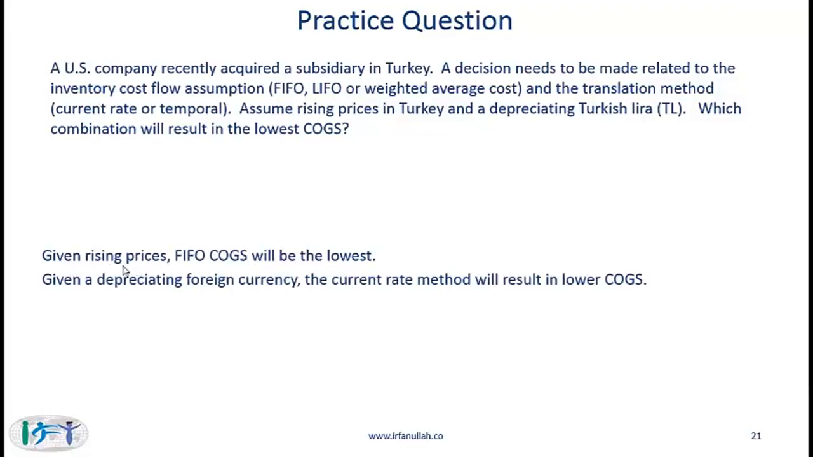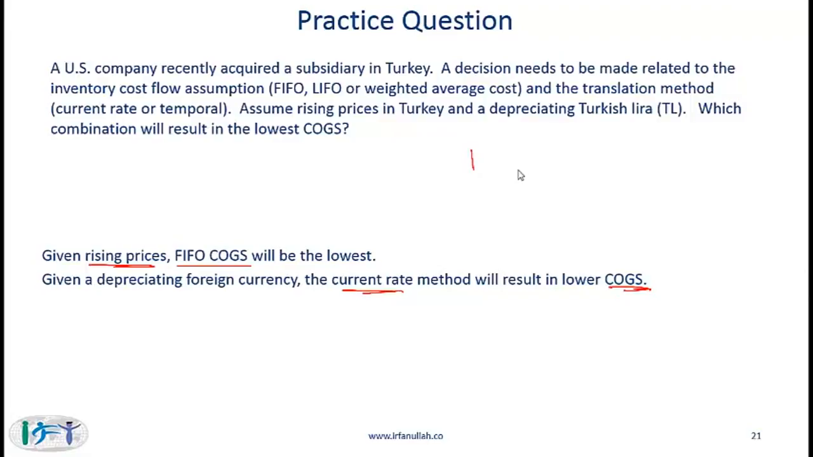Here is the solution. Given rising prices, FIFO COGS will be the lowest, and given a depreciating currency, the current rate method will give us the lowest COGS. So that's the answer, FIFO and the current rate method. Now, what is the logic that has been used? Let's break this into two parts. One is the impact of the cost flow assumption, and the second is the impact of the translation method.